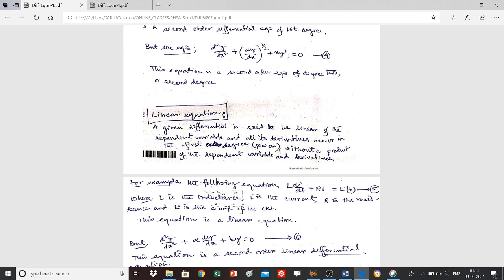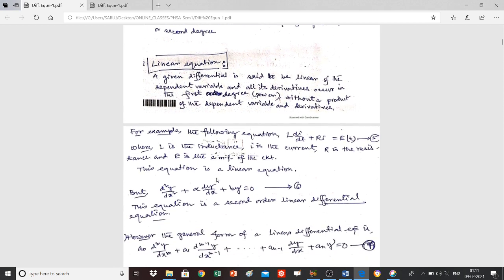So to do this, you first have to observe the differential equation, and it is said to be linear if the dependent variable and all its derivatives occur in the first degree, that is, their power is 1. And obviously in this case there should be no product of the variables or derivatives. To understand this, let us take this example: L di by dt plus Ri equal to Et.